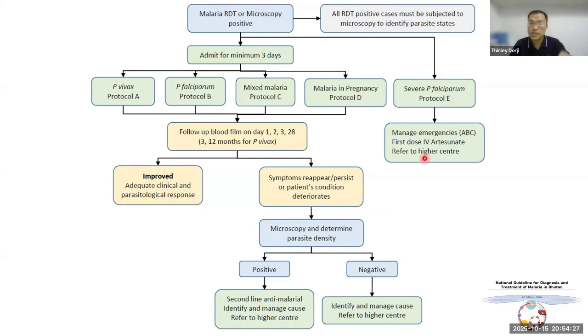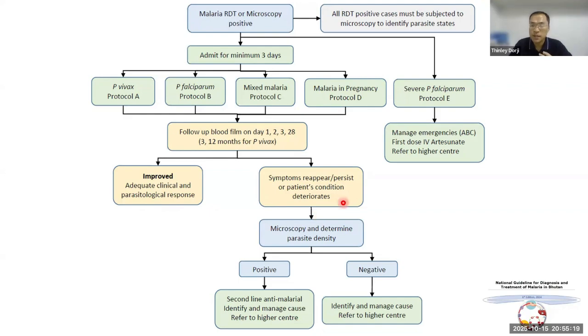You will provide the emergency care. We will provide the antimalarial and refer to a higher center. But for all others, it is expected that it can be managed even at a primary healthcare center, where you will do follow-up after you have initiated the treatment. You will do a follow-up blood film on day 1, 2, 3, and day 28. And if it's for Plasmodium vivax, you will have to do the smear at 3 months and 12 months. If things come out negative and the patient improves, then you will classify it as a positive outcome.